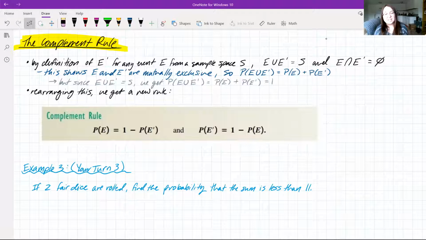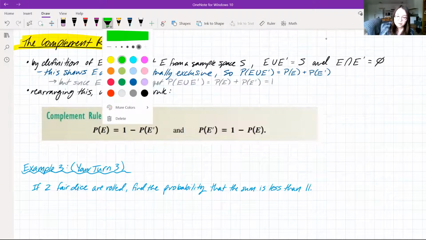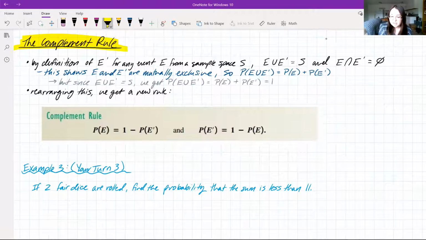All right, so rearranging this, we get this new rule. We now have the complement rule, which we can use for probabilities, and we get that the probability of E is equal to 1 minus the probability of E complement, and the probability of E complement is equal to 1 minus the probability of E. And we get this equation essentially right here.